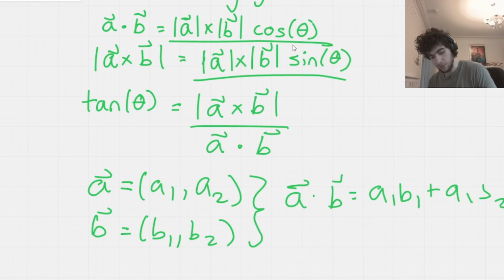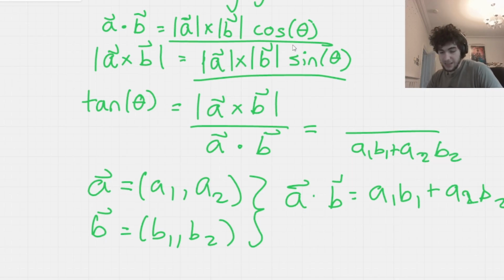So we can effectively replace that A dot B on the bottom with this. So on the denominator there we have A1 B1 add A2 B2. Sorry, that should say B2. But the cross product is a little bit less known.